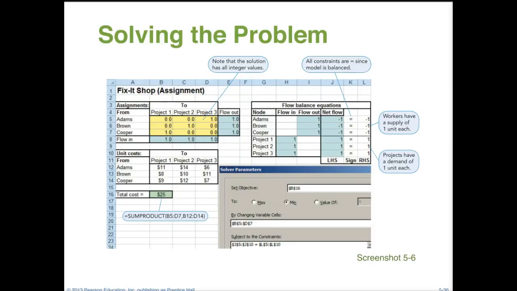All right, and so once we run everything, we see by the ones what is being assigned. So basically, Adams got project 3, Brown got project 2, and Cooper got project 1. Okay? Of course, here's all of our cost.